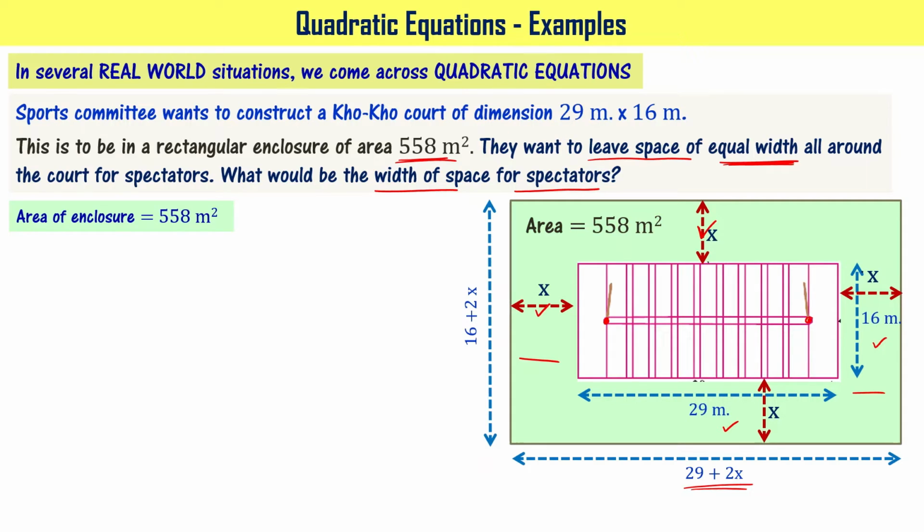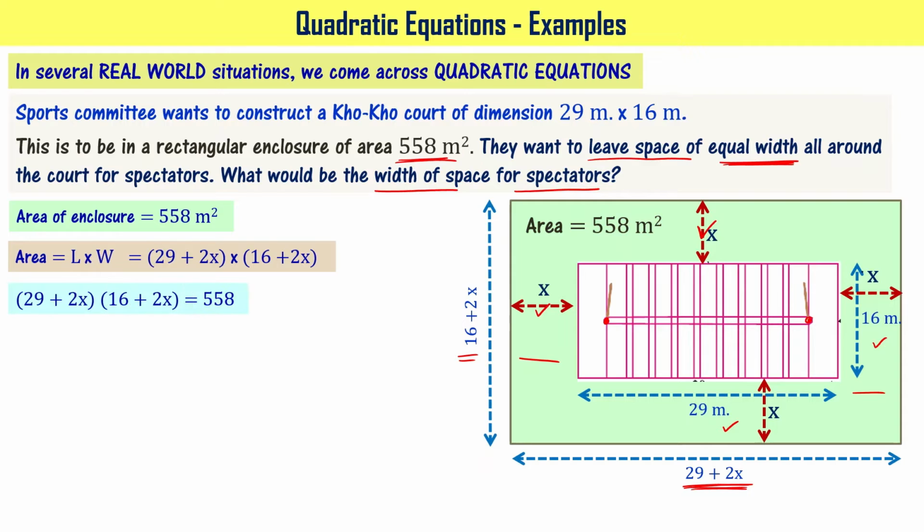We know this is a rectangular enclosure. That's why we can make use of the formula for the area of a rectangle, that is length times width, right? And we have seen the length is 29 plus 2x and the width is 16 plus 2x, right? Let's multiply them. 29 plus 2x times 16 plus 2x is equal to 558. This is the equation we have, right? Now we have to transform this into the form given for quadratic equations, that is ax square plus bx plus c equal to 0.